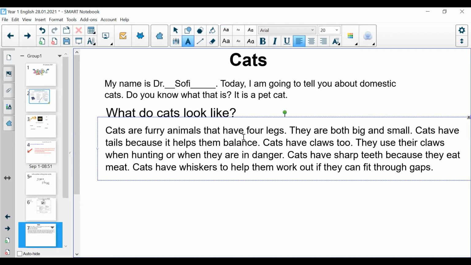Cats are furry animals that have four legs. They are both big and small. Cats have tails because it helps them balance. Cats have claws too. They use their claws when hunting or when they are in danger. Cats have sharp teeth because they eat meat. Cats have whiskers to help them work out if they can fit through gaps.